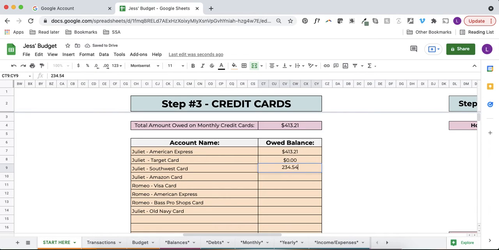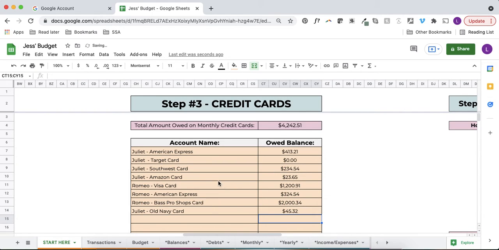So again, I'm just going to make up all these numbers really quickly so you can see how this works. He spent a lot of money on fishing gear this month.